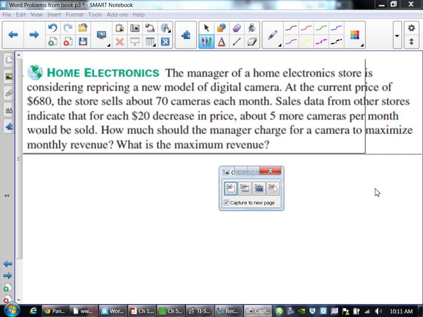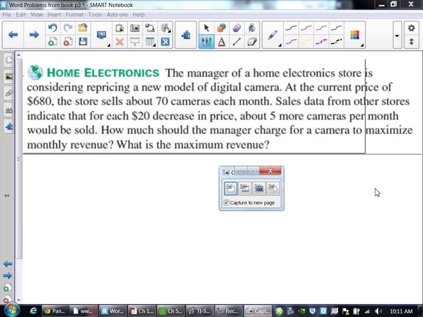I'm going to go through the electronics one, because that is another one of those cost problems. The manager of a home electronics store is considering replacing the model digital camera at the current price of $680. The store sells about 70 of them a month. Sales data from the other stores indicate that for each decrease of $20 in price, 5 more cameras per month will be sold. How much should the manager charge for a camera to maximize his monthly revenue? What is the maximum revenue?